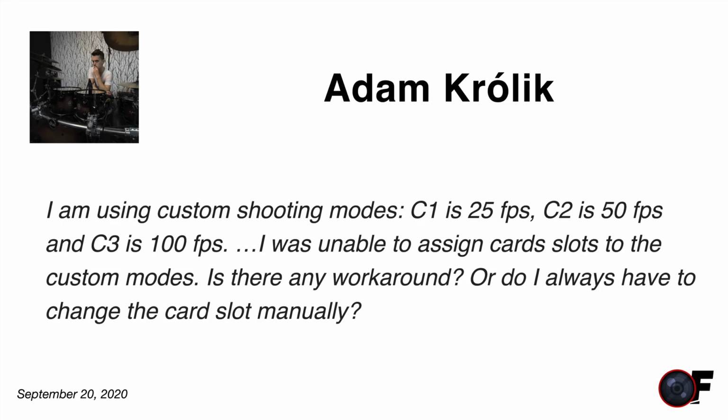Adam asks, I'm using custom shooting modes C1 at 25 frames per second, C2 at 50 frames per second, and C3 at 100 frames per second. I was unable to assign card slots to custom modes. Is there any workaround, or do I, as always, have to change the card slot manually? Yeah, no, you can't prioritize the card for the custom modes.